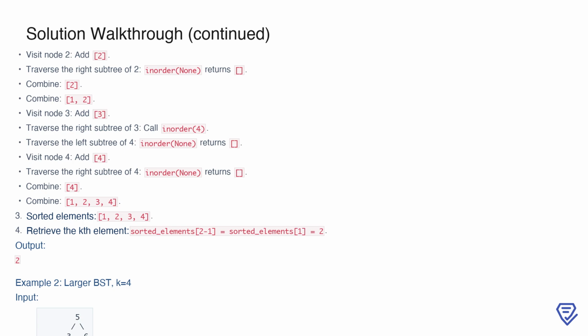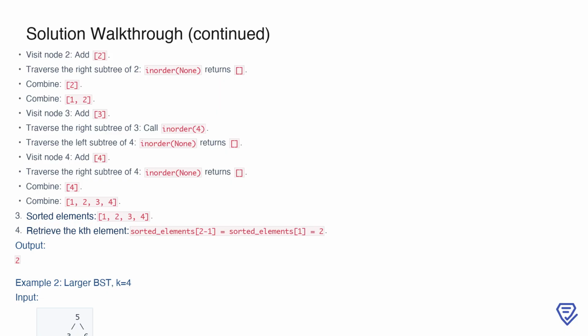Returning to node 3, we now visit it and add its value, resulting in 1, 2, 3, so far. Next, we traverse the right subtree of node 3, which leads us to node 4. At node 4, we traverse its left subtree first, which is none, so it returns an empty list. We then visit node 4 and add its value.